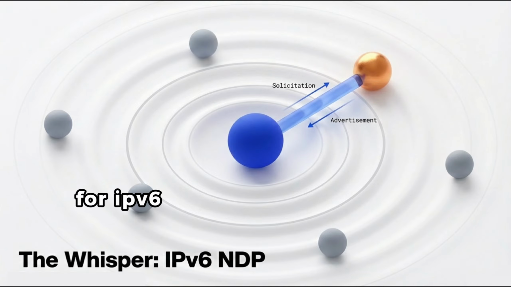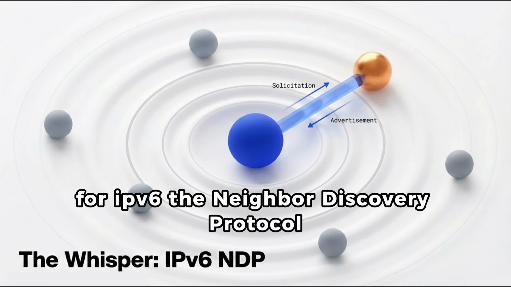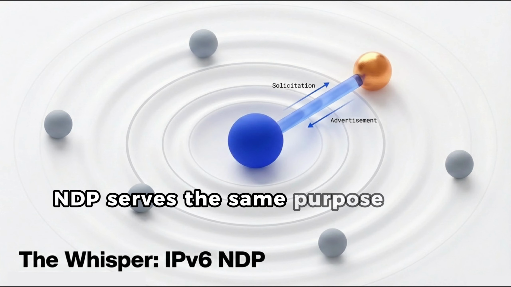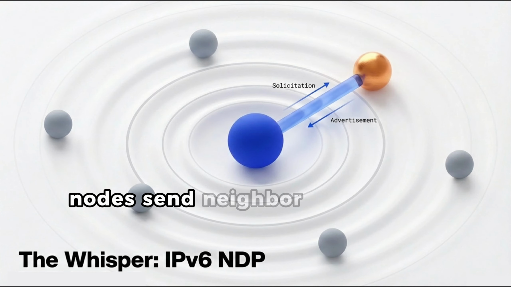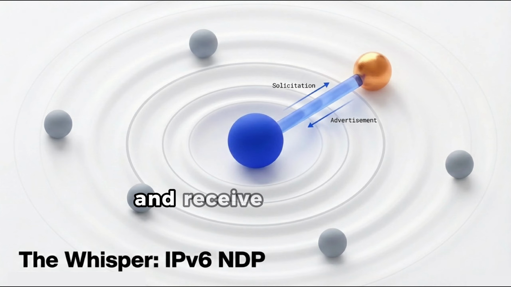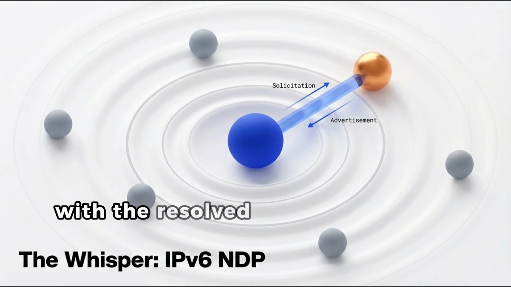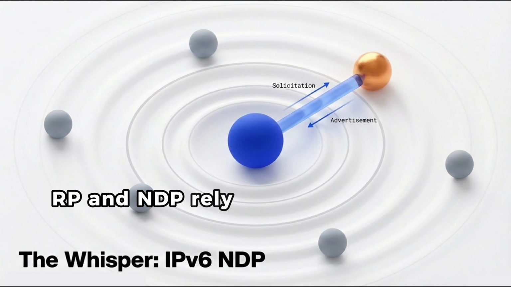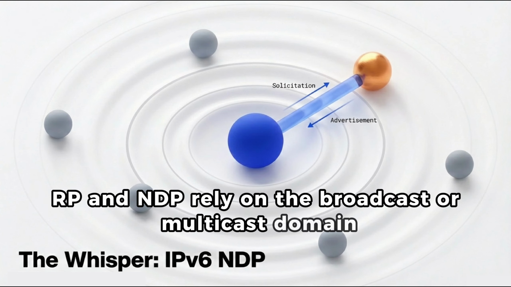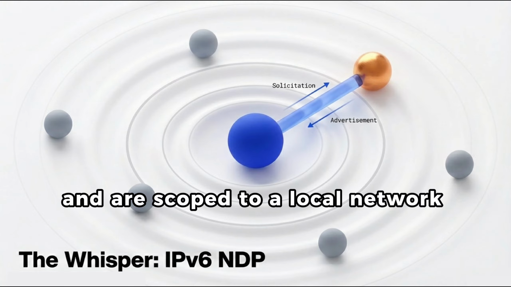For IPv6, the Neighbor Discovery Protocol, NDP, serves the same purpose using multicast rather than broadcast. Nodes send neighbor solicitation messages and receive neighbor advertisements with the resolved link layer address. Both ARP and NDP rely on the broadcast or multicast domain and are scoped to a local network segment.